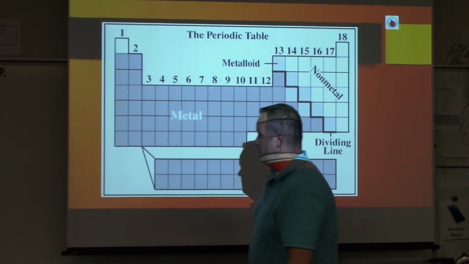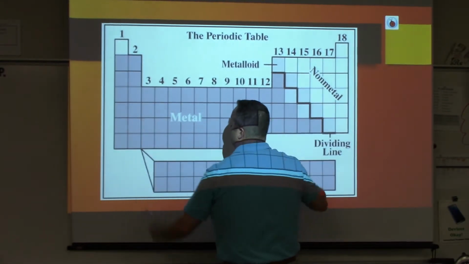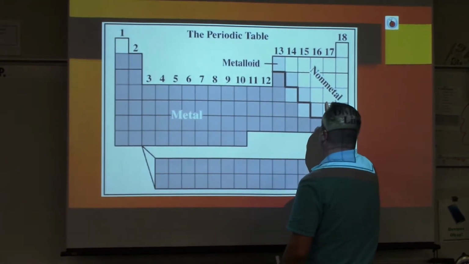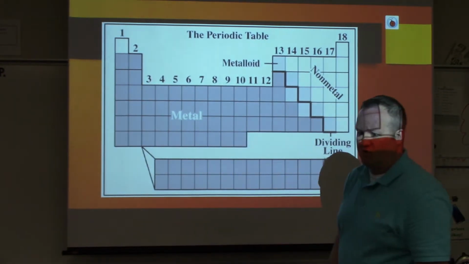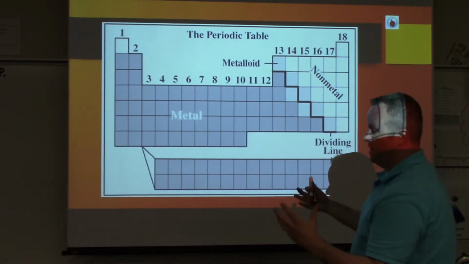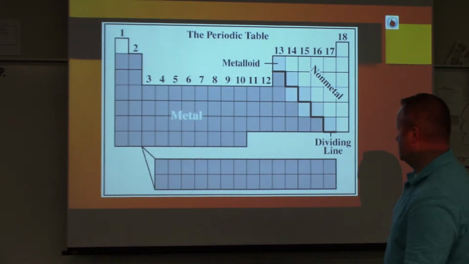The most reactive elements on the periodic table, group 17 and group 1, these are called the halogens. These are called the alkali metals. They're the most reactive. They love to form ionic bonds with each other. A great example of that is sodium chloride, NaCl.